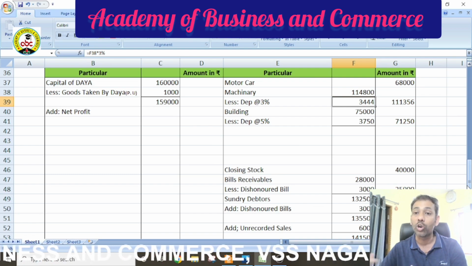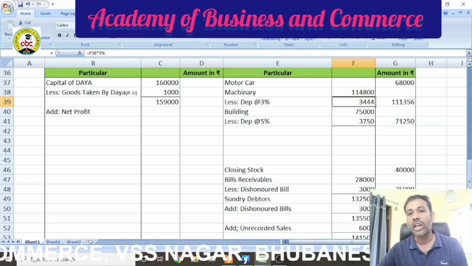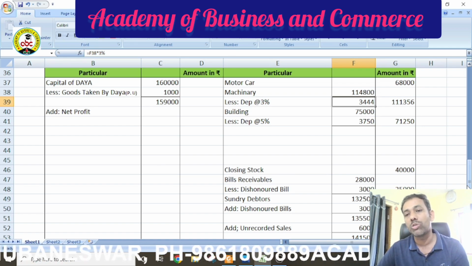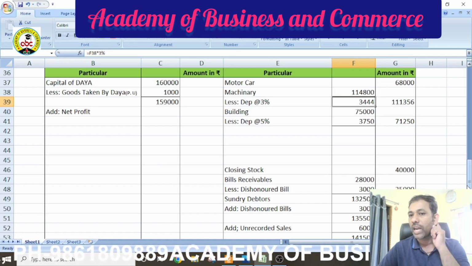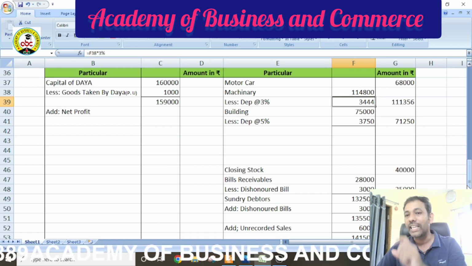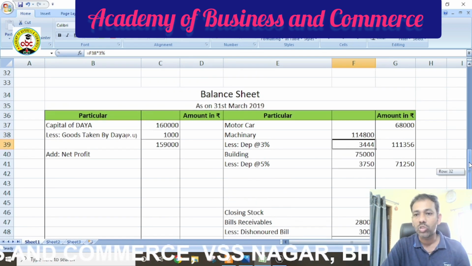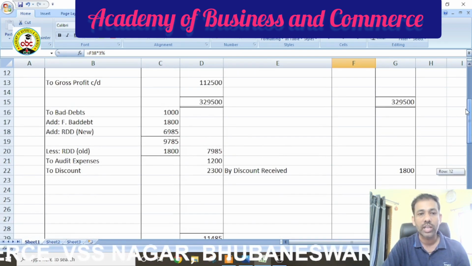Obsolescence means when technology changes and upgraded machines and assets come to the market, then the previous asset we still have with the business will decrease in value. That decreased part of the value is called depreciation, which is a revenue expenditure. We have to charge the depreciation every year on our assets.